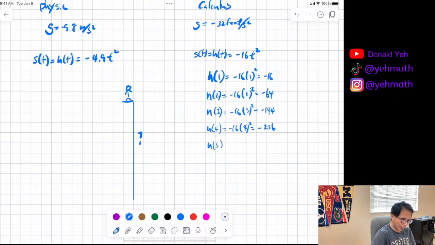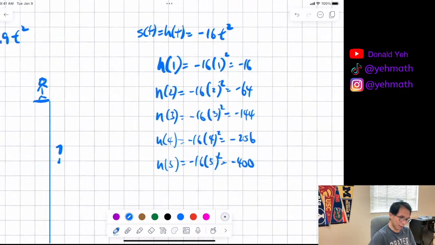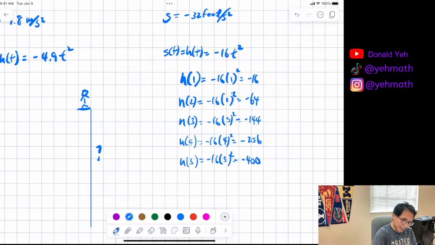h of 5 is equal to negative 16 times 5 squared, which is equal to 400. So let me show you in scale. Each square is going to represent 16 feet. So in 1 second, it's going to drop that much.